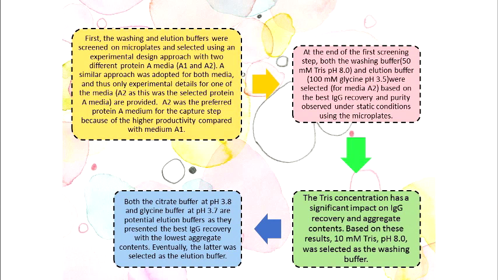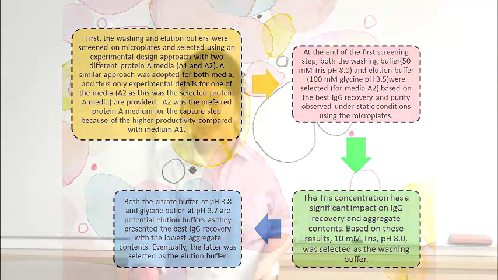For the washing buffer, the Tris concentration we chose is 10 millimolar Tris at a pH of 8 because the recovery and the aggregate content showed high recovery and low aggregate. And for the elution buffer, we use glycine buffer at pH 3.7, also because it shows the best immunoglobulin recovery and also the lowest aggregation. Thank you.